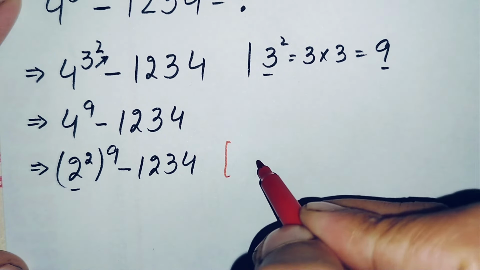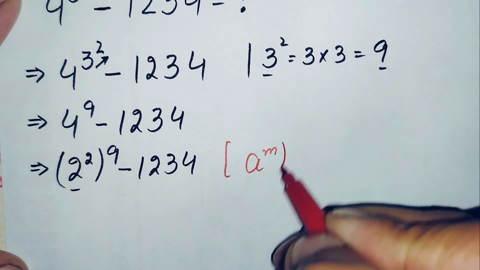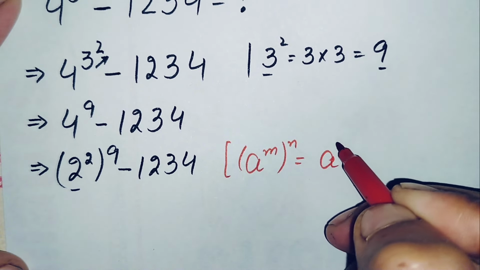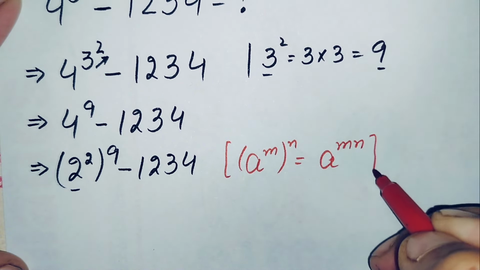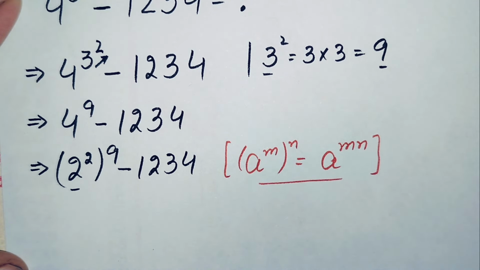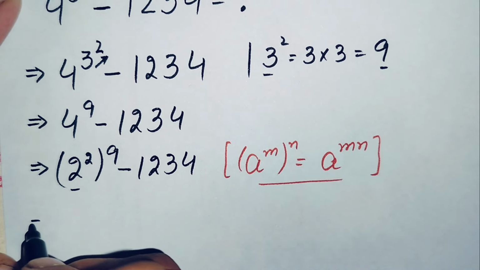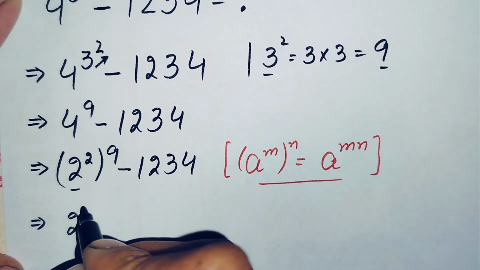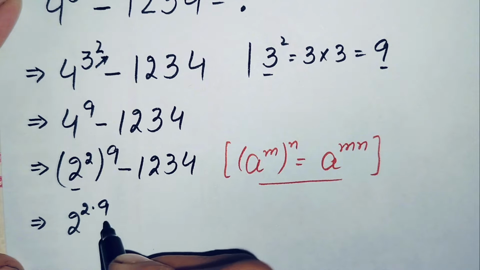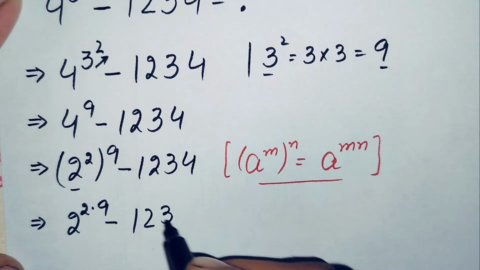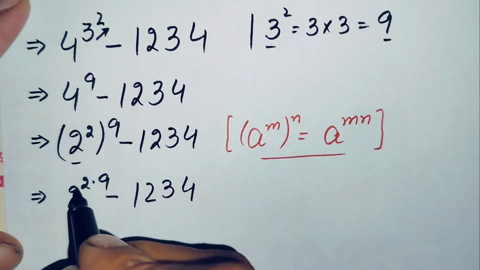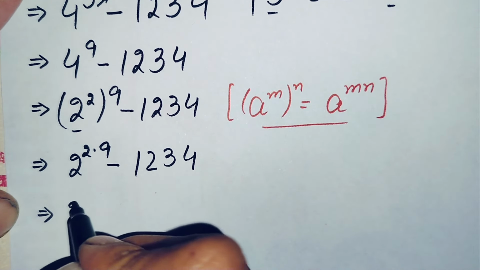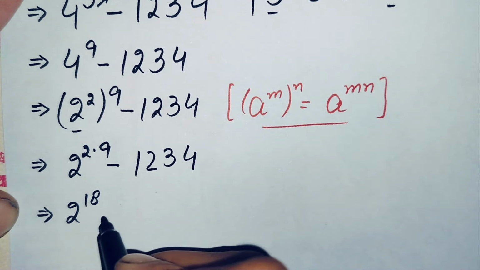So here we will use this one exponential identity: r raised to power m raised to power n can also be written as r raised to power m times n. Now using this identity, this will become 2 raised to power, we will multiply the powers, 2 times 9, minus 1234. What is the value of 2 times 9? 2 times 9 is simply 18, so this will become 2 raised to power 18, minus 1234.